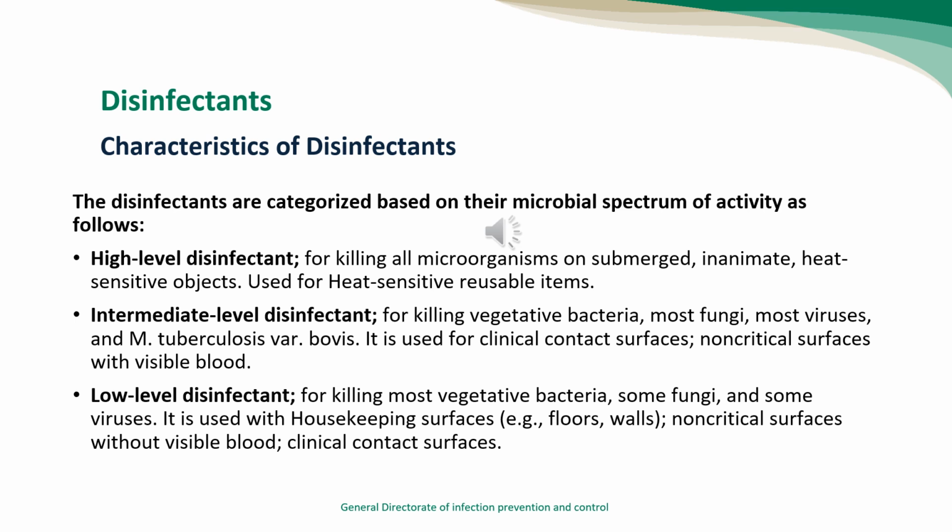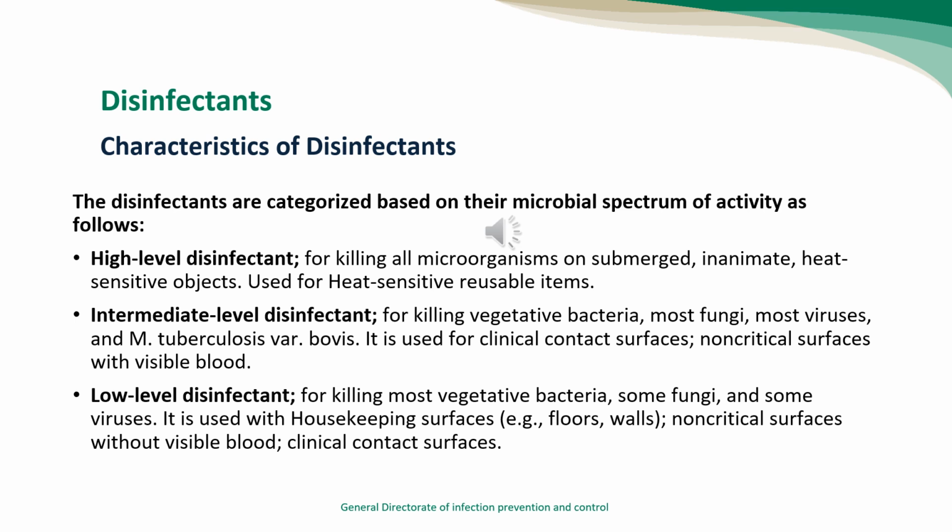What are the characteristics of disinfectants? Disinfectants are categorized based on their microbial spectrum of activity as follows. High level disinfectants are used for killing all microorganisms on submerged inanimate heat sensitive objects, and this kind is used mainly for heat sensitive reusable items. The second one is intermediate level disinfectants, which are used for killing vegetative bacteria, most fungi, most viruses, and Mycobacterium tuberculosis var bovis.